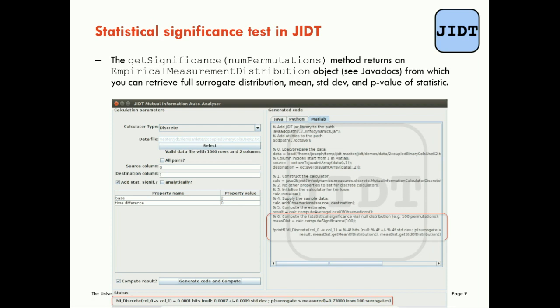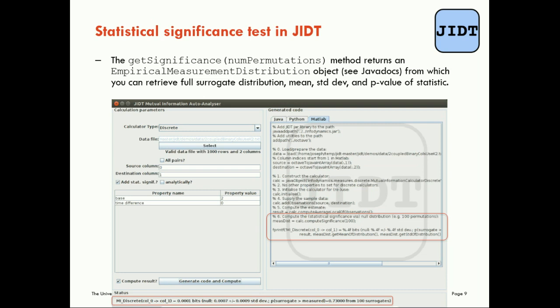Okay, so having run the computation, we can see that our method gets significance on the calculator. That's what we can see in code here, is what we've called. You supply a number of surrogate calculations to compute there. The auto analyzer automatically supplies 100. You can change that number when you take these code templates and extend them yourself, and I would advise you to do so to get a more accurate representation of the surrogate distribution. That then returns what we call an empirical measurement distribution object. You can see more details on that class in the Java docs.